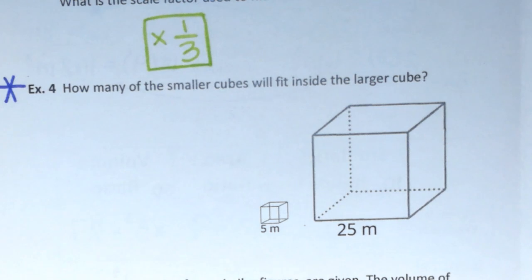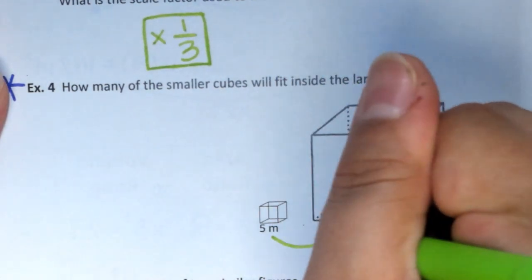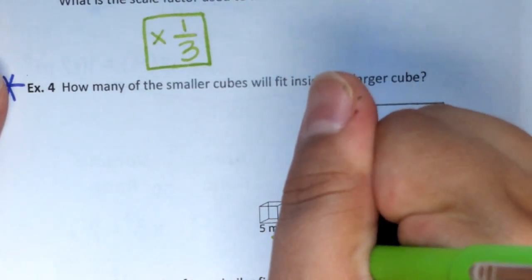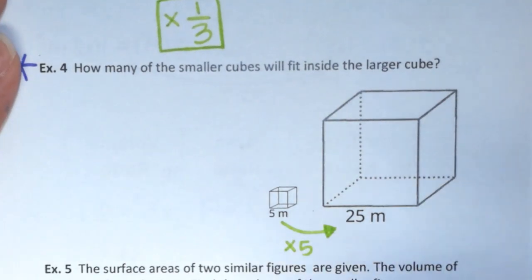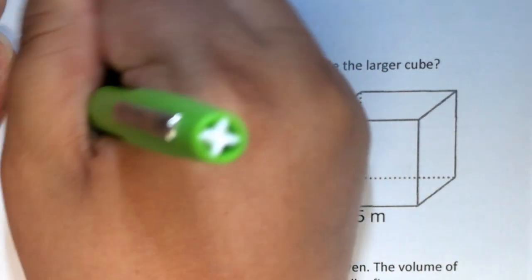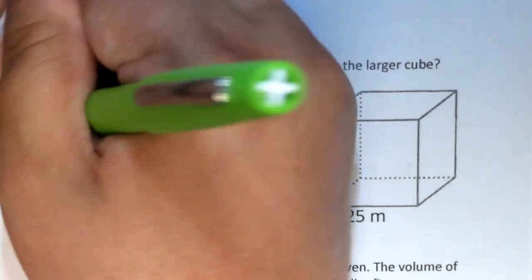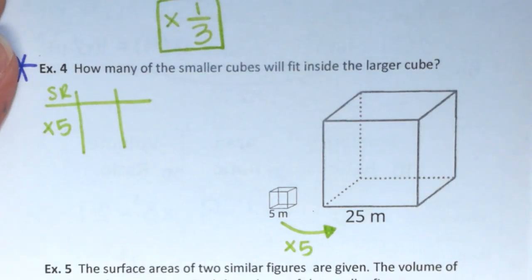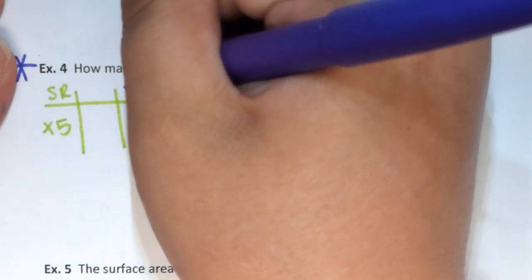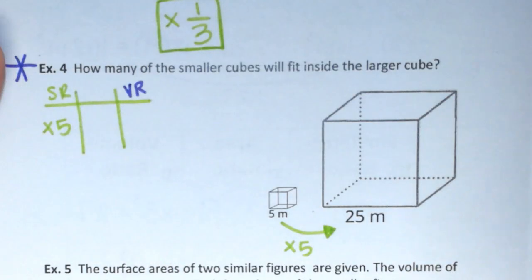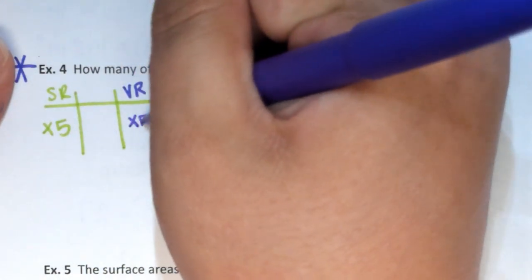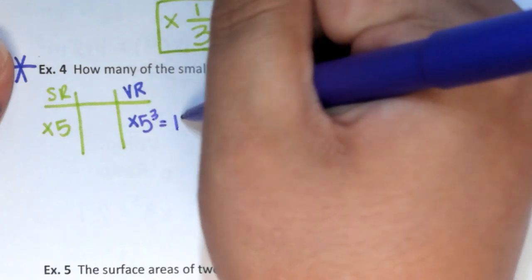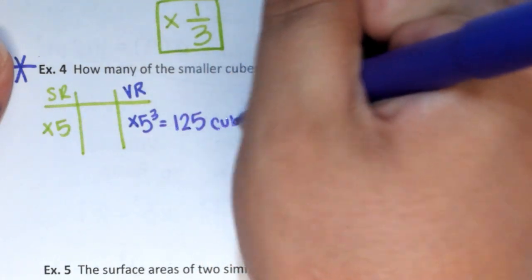Hey. How do you go from here to here? Do y'all agree that's times 5? What is that? That's my similarity ratio. Do y'all agree? If I'm fitting cubes inside, what am I dealing with? Volume. Area is outside. Inside is volume. How do I find the volume? 5 cubed is, and that's my answer.